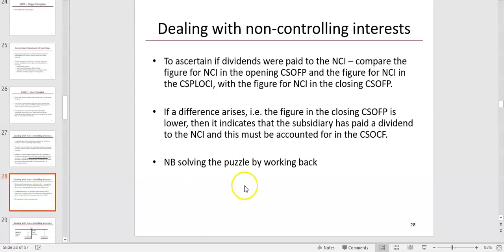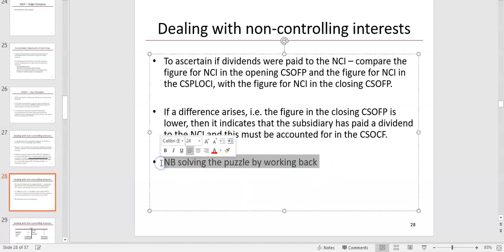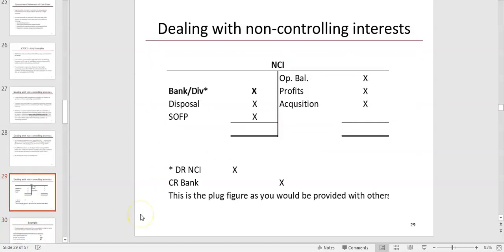So what you're doing is you're solving the puzzle. You're working back, whether you want to use a T account or whether you can just do it in equation format. That comes with practice, see which one you're more comfortable with. But you're trying to solve for the plug figure. And the plug figure will be what you paid in cash dividends to the NCI. So I just showed you here a sample of the T account. You'll have the opening balance. That'll be coming from the statement of financial position, as will the closing balance.